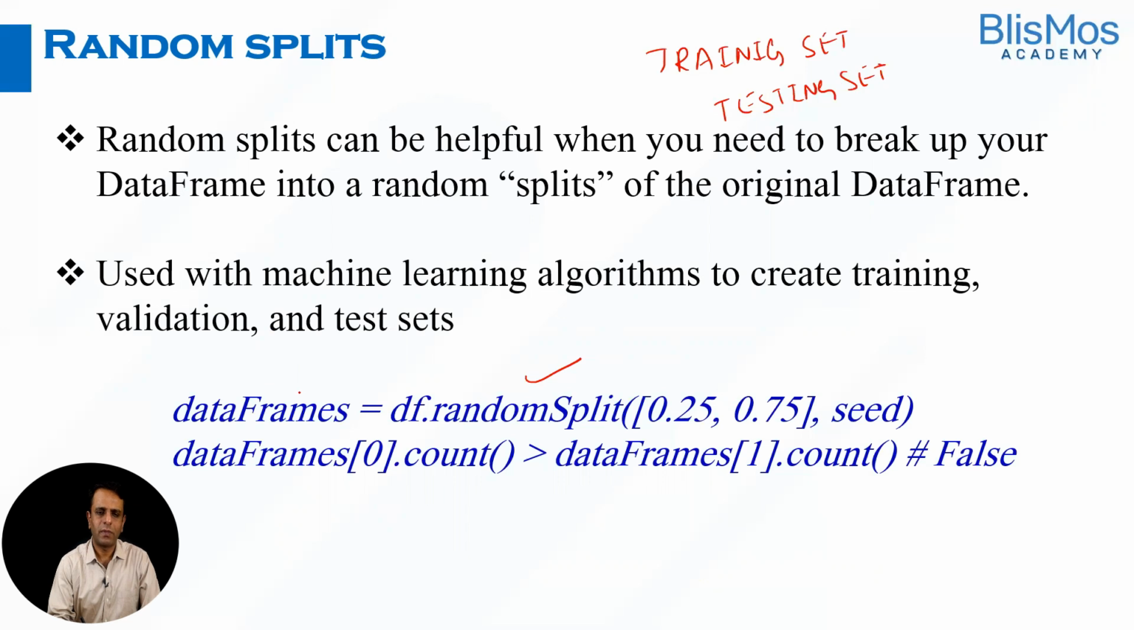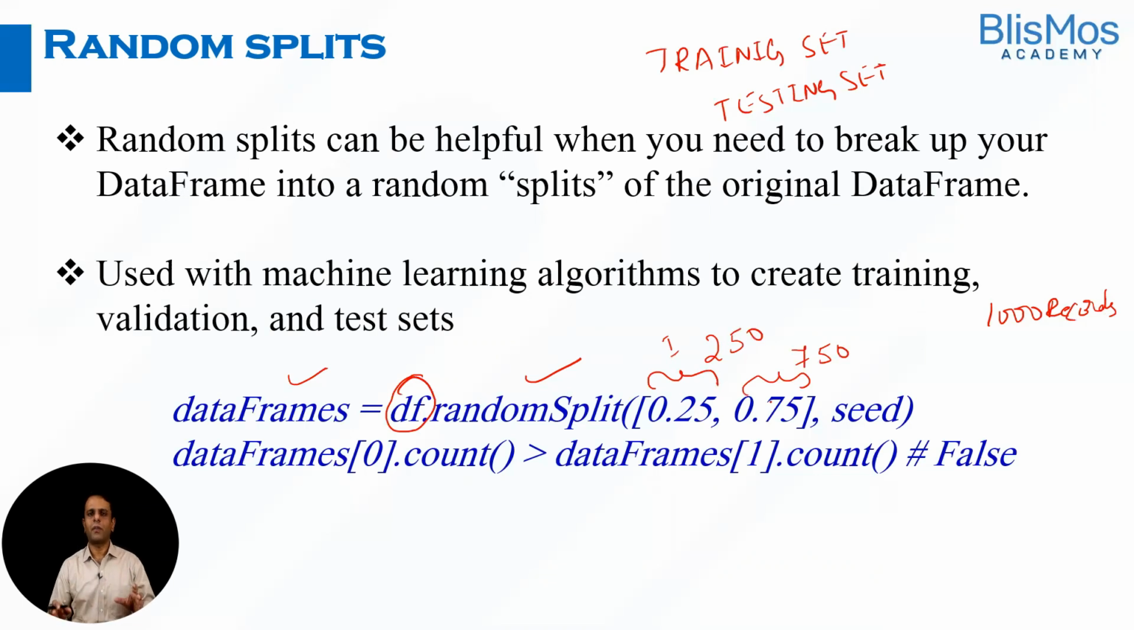Let us say we assign the result to one particular data frame, where this is the original data frame and we are using the random split method. We specify: give me the first set of 25% out of 1000 records. If you want some 250 records, you can specify around 25% here. The other 750 records would go to this particular data frame.